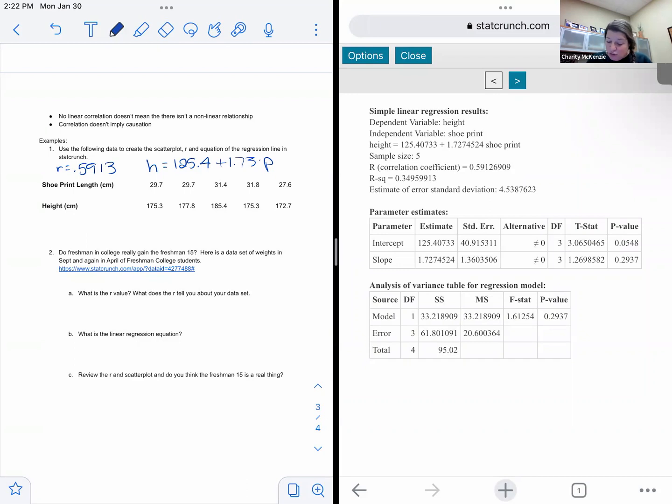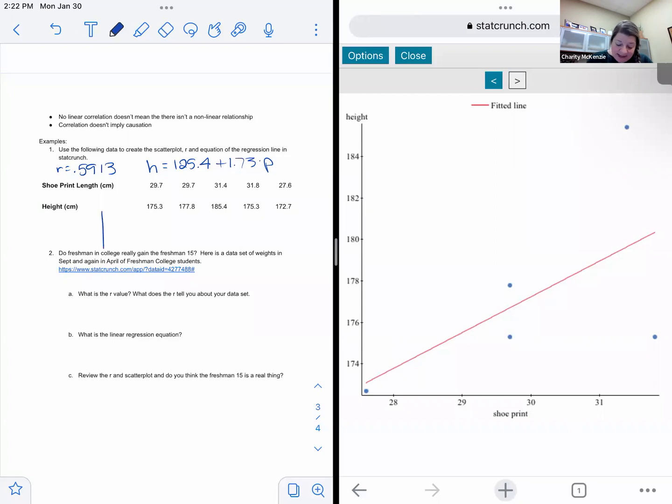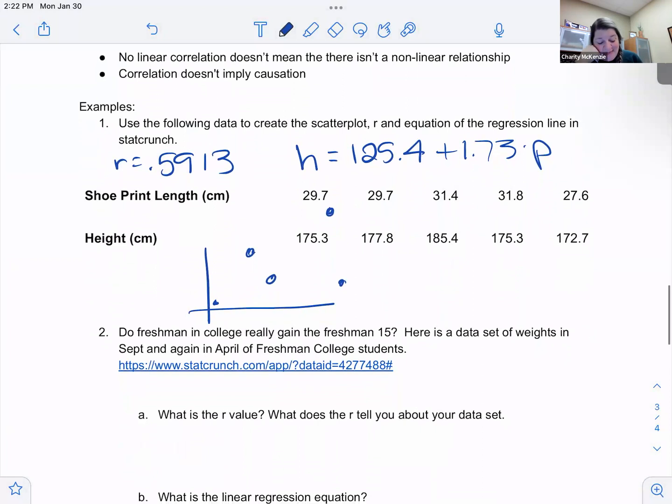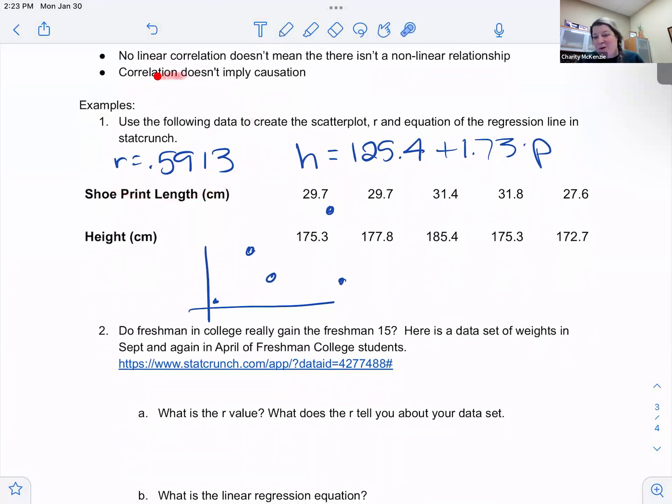Our scatter plot's not too bad to draw. If we were going to sketch it for this one, it would look like this. So we had a dot here, dot, dot, and over here's a dot. You would have to label these. So most of your homework will be multiple choice on that scatter plot. You can just match it to the StatCrunch. Okay, so we can see it's got a positive linear relationship on that one, and we can see that it's not the best relationship because R was about 0.59.